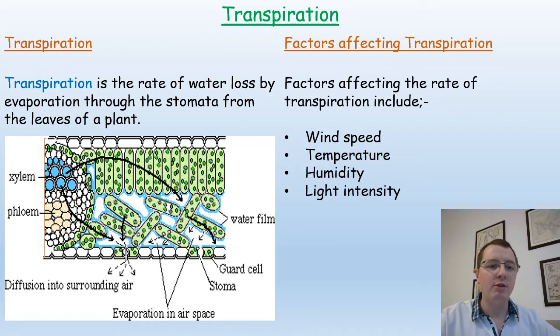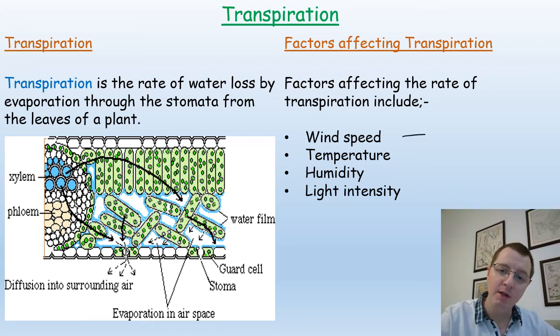So transpiration is the rate of water loss by evaporation through the stomata from the leaves of a plant, and this transpiration can be affected. The rate of transpiration can be affected by a number of different factors, including wind speed, temperature, humidity, and light intensity.